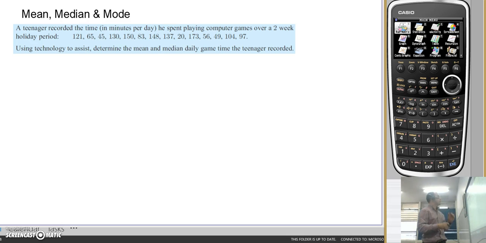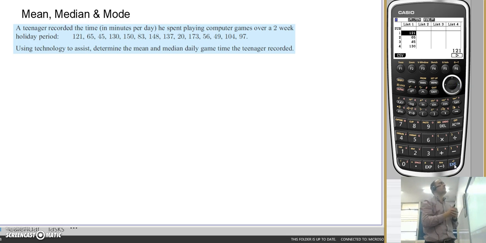We've got an example here where a teenager recorded the time in minutes per day he spent playing computer games over 2 weeks. So he's got various bits of data. Using technology to assist, determine the mean, median, and mode of the daily time. So flipping over to our calculator, we're on our main screen. We're dealing with statistics, so I'm going to scroll into statistics. I've already entered all of my data in down that first column, so it's all in there ready to go.